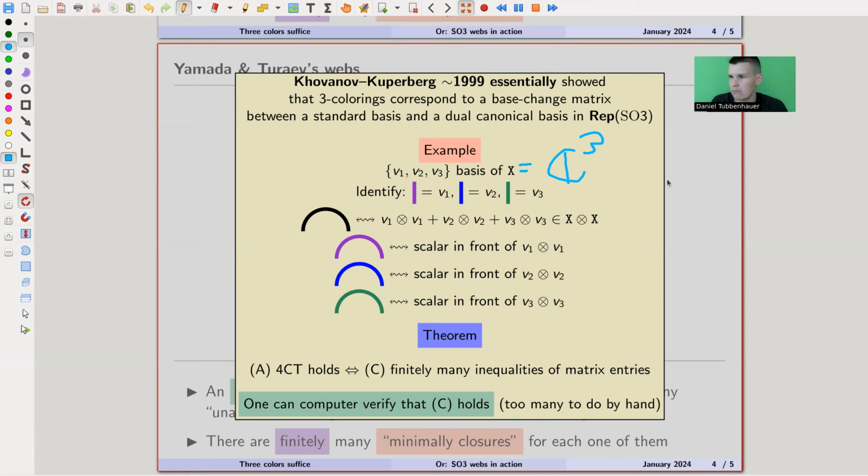And this is also a really nice explanation of where the colors come from. They're just the basis vectors. The 3 colors are just the basis vectors for defining representation C cubed.